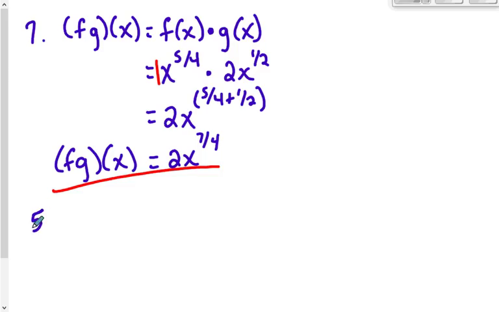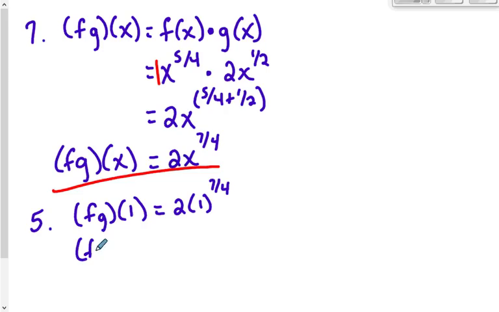So number 5, f times g of 1. So I've got 2 times 1 to the 7/4. Any 1 to any power is what? 1. And 1 times 2 is 2. So f times g of 1 is 2.